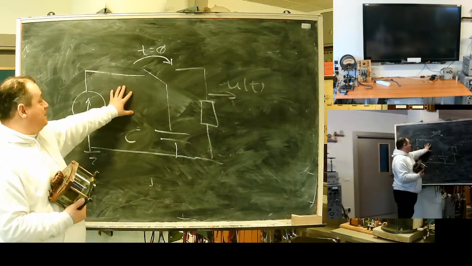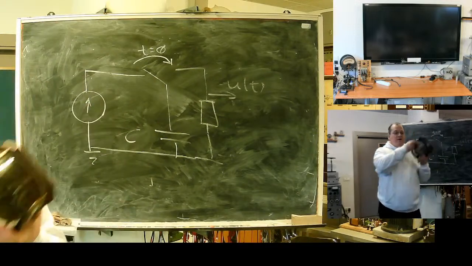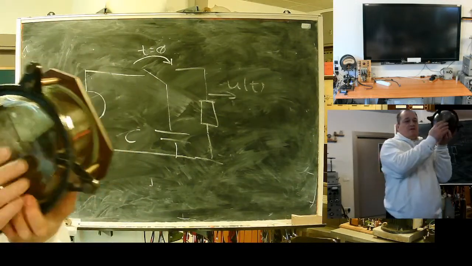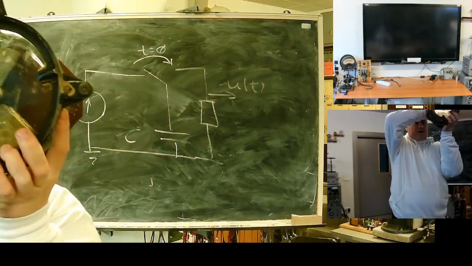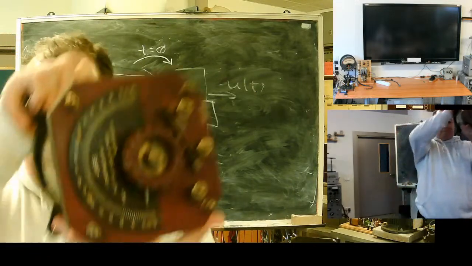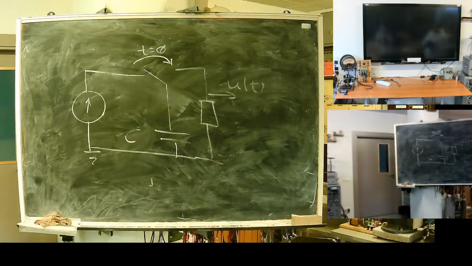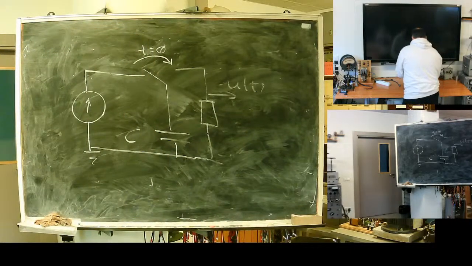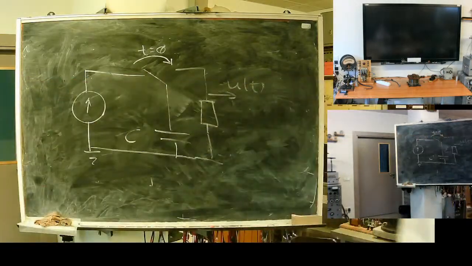We have this schematic. The switch will be turned at time 0. This will be our capacitor. It's variable, I can change the capacitance. 1 nanofarad. So what will be the voltage?